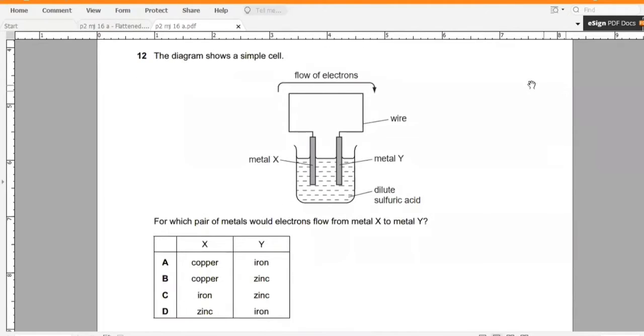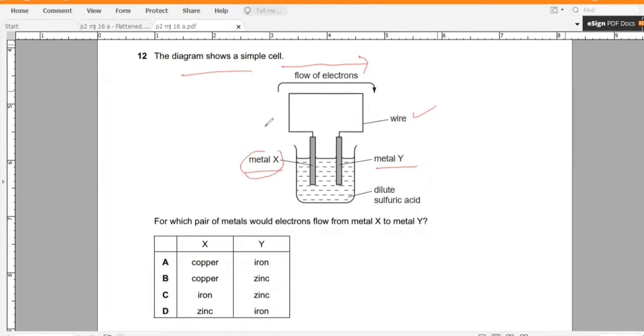Next, 12. The diagram shows a simple cell. A simple cell diagram is given. This is also from chapter 5, electrolysis and chemistry. Okay, metal X, metal Y, wire, and flow of electron is in which direction? In this direction, flow of electron takes place. That means this metal is the more reactive metal, and this metal is the less reactive metal. So always remember the flow of electron takes place from more reactive metal to less reactive metal.